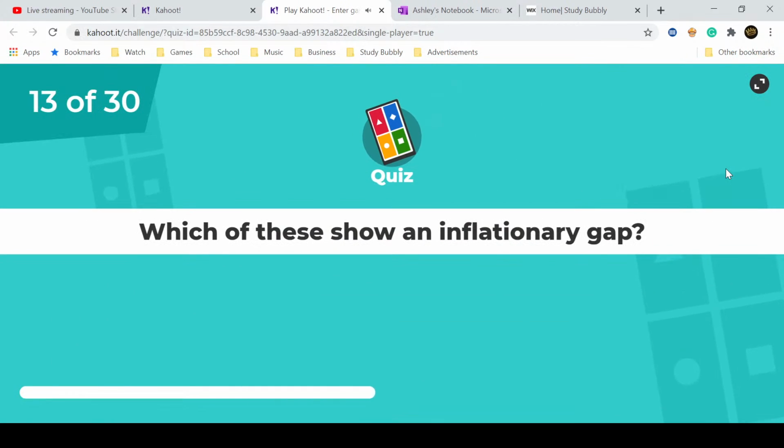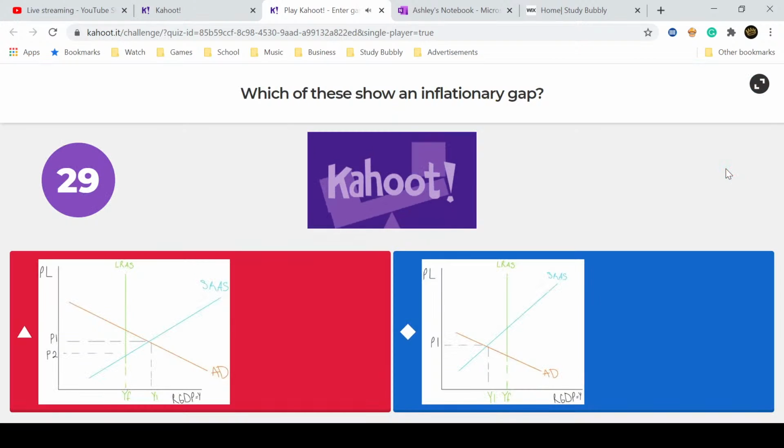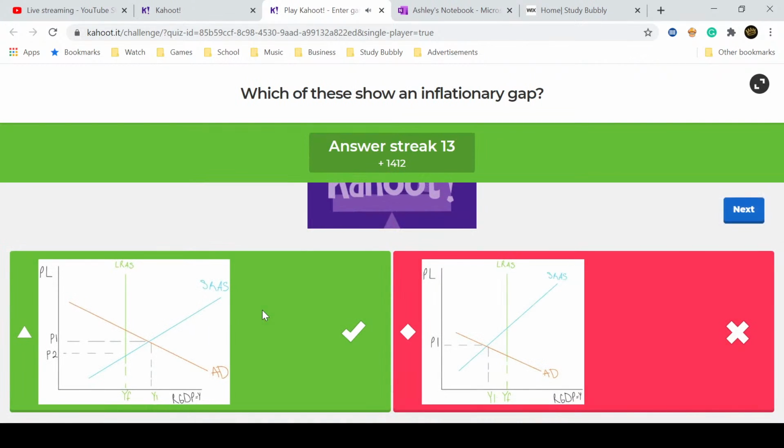Okay. Which of the following shows an inflationary gap? So, sorry. So this shows inflationary gap because you can see that the output the economy actually is in is past full employment, so like possible full employment. So if you're operating past full employment, you're in inflationary. Over here, this is recessionary gap because you're producing less than actual full employment. You're not using your resources efficiently, I guess.